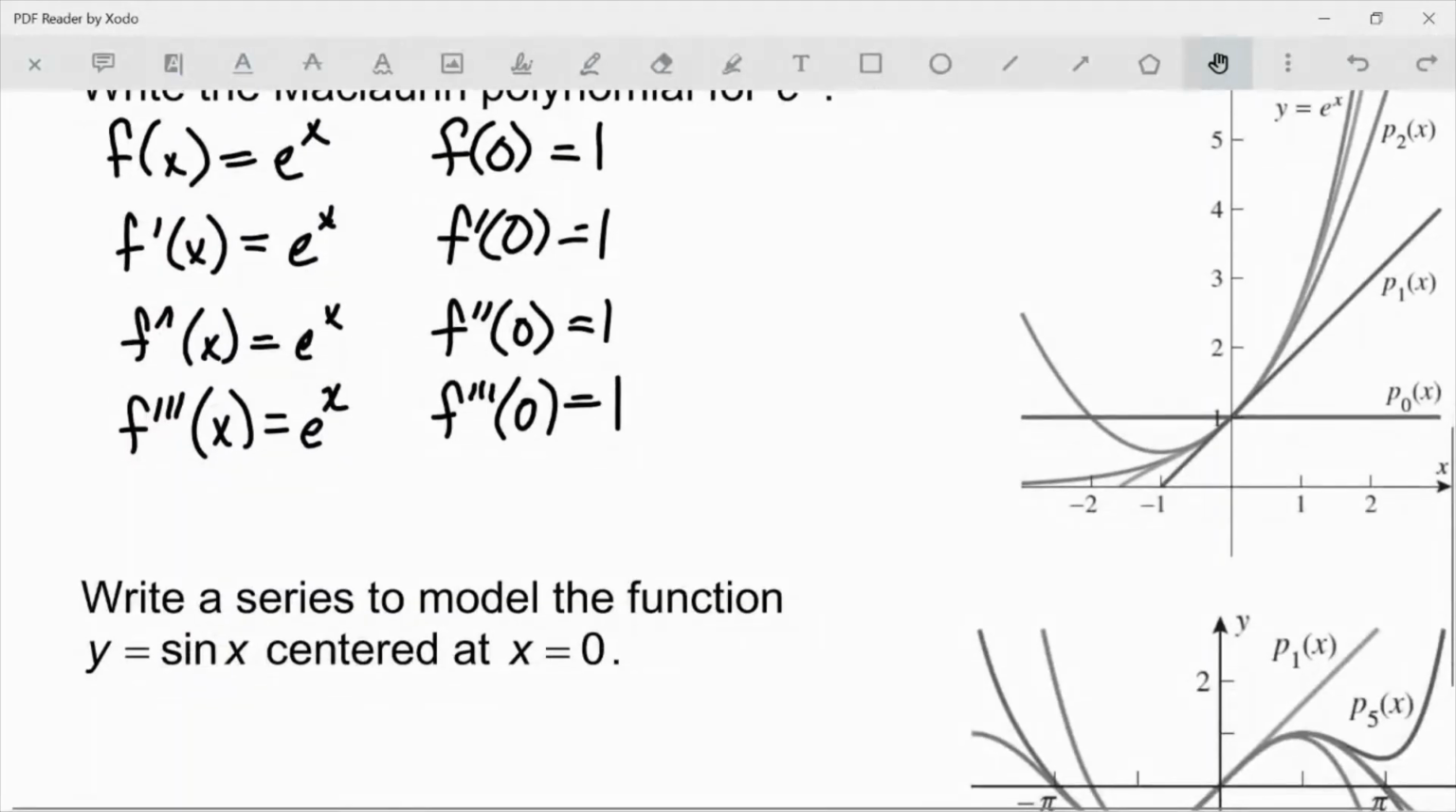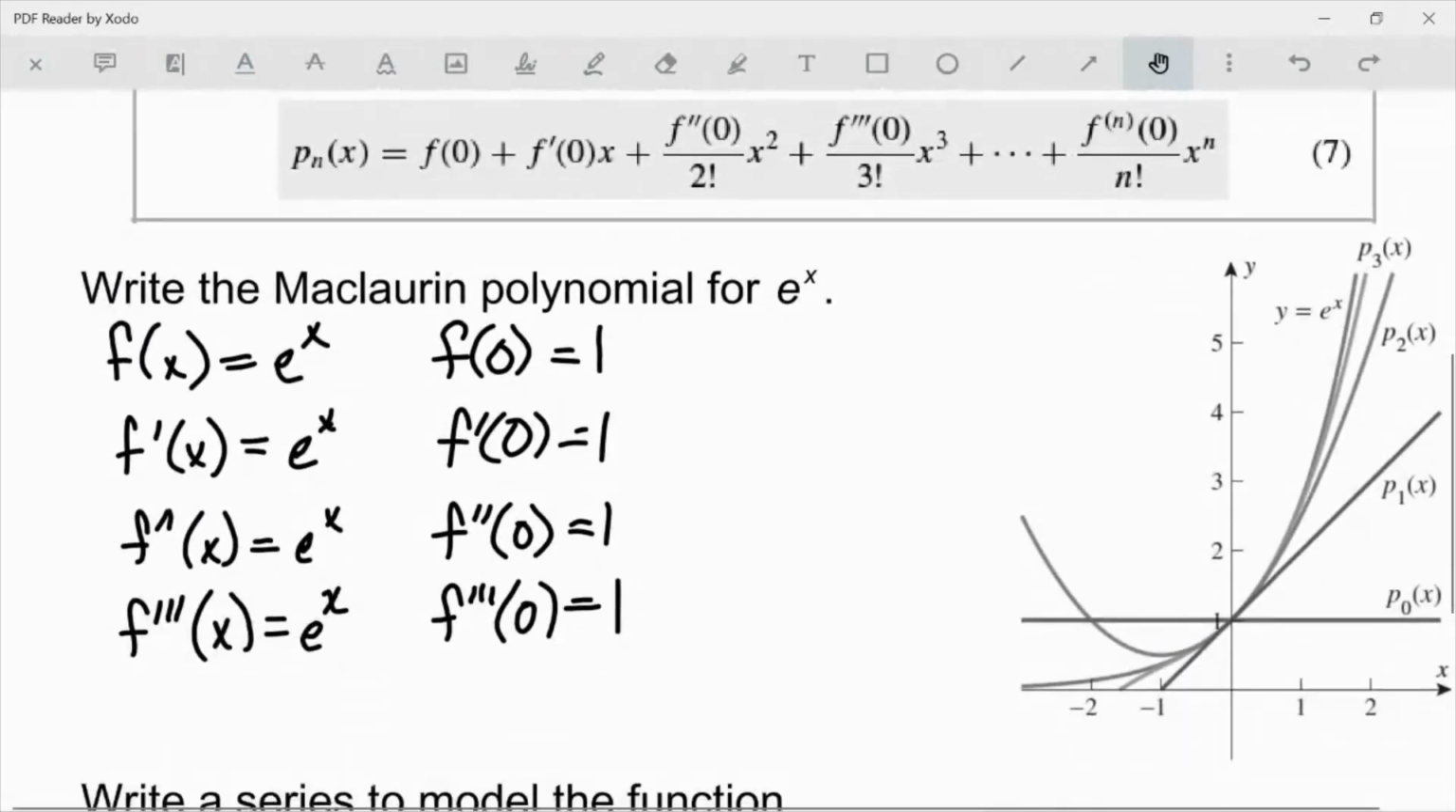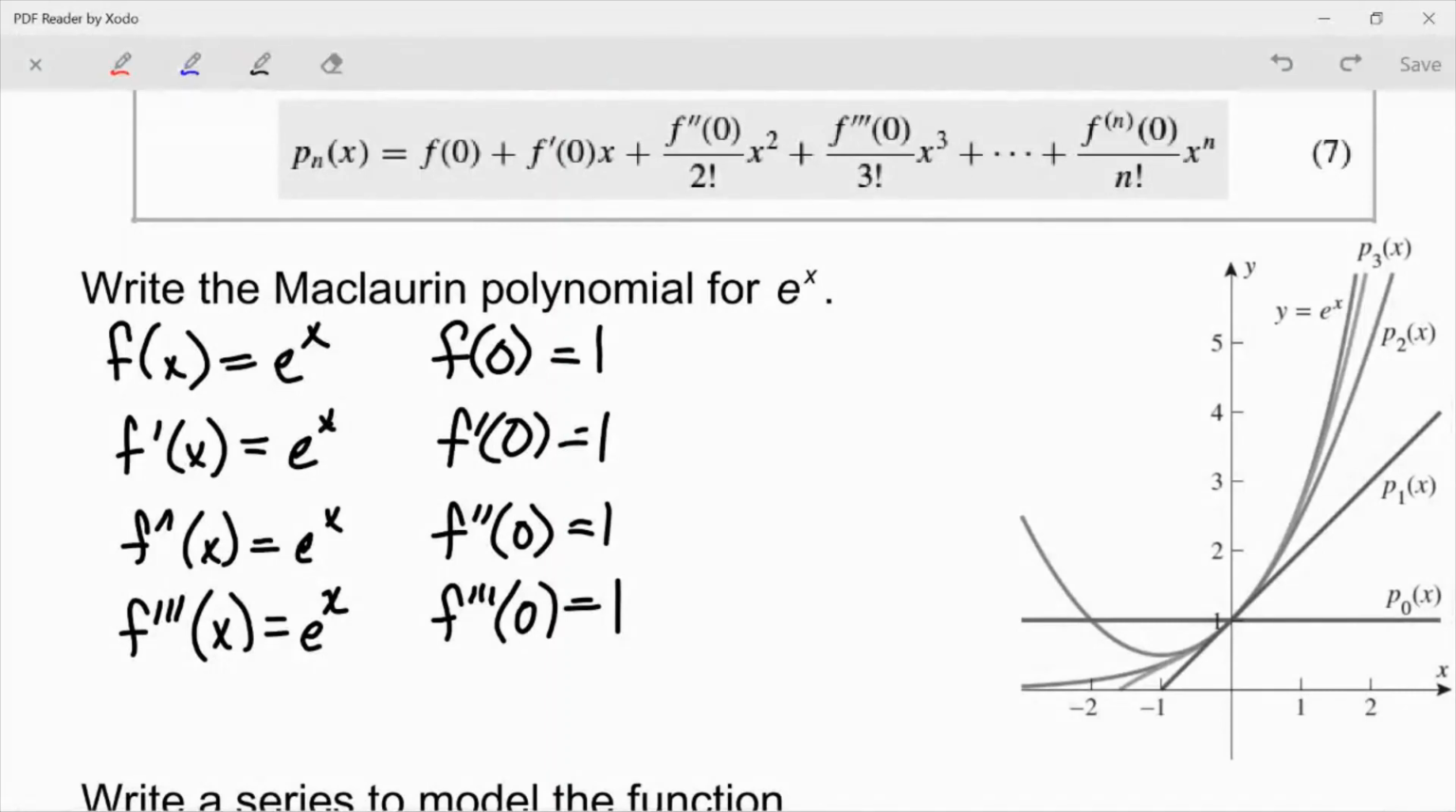Okay, so usually we go down to a fourth derivative. In this case, I don't really need to, only because the derivatives are the same every time. Okay, so now I'm going to use my formula here. And my formula, remember, it's f of 0 plus f prime at 0 times x plus f double prime at 0 divided by 2 factorial times x squared plus f triple prime at 0 divided by 3 factorial times x cubed, and so on.